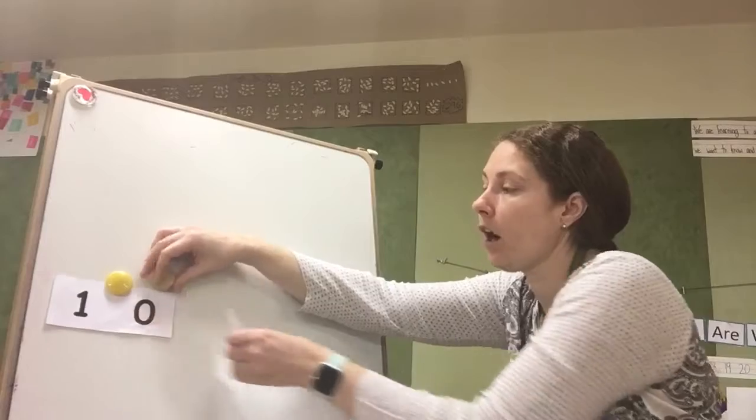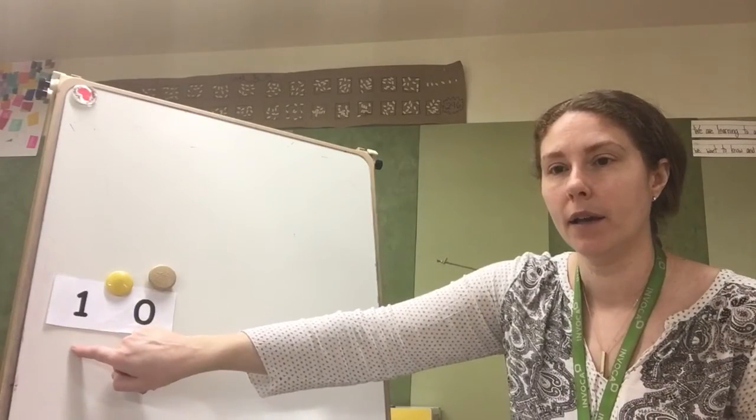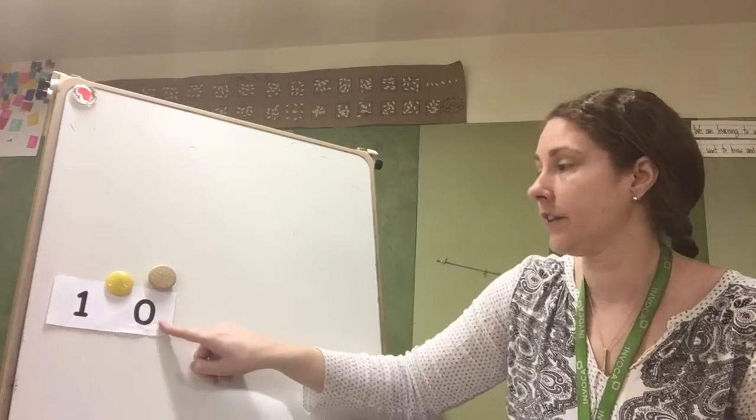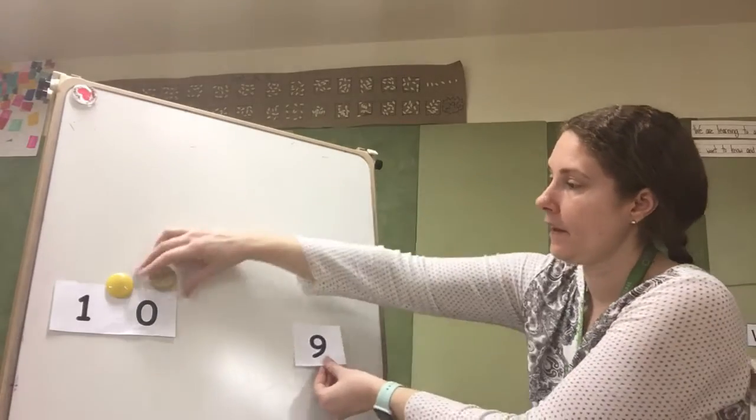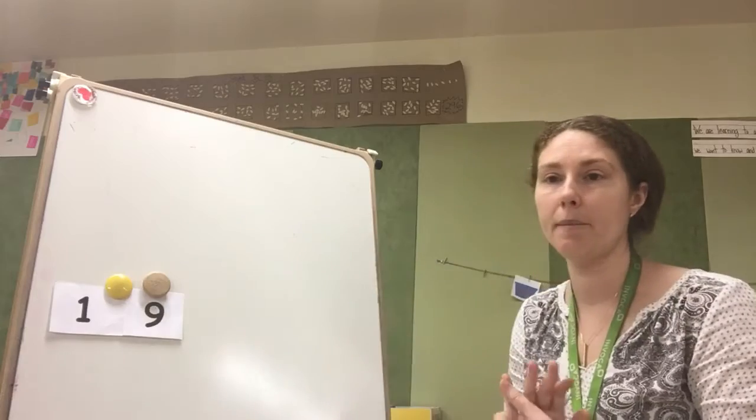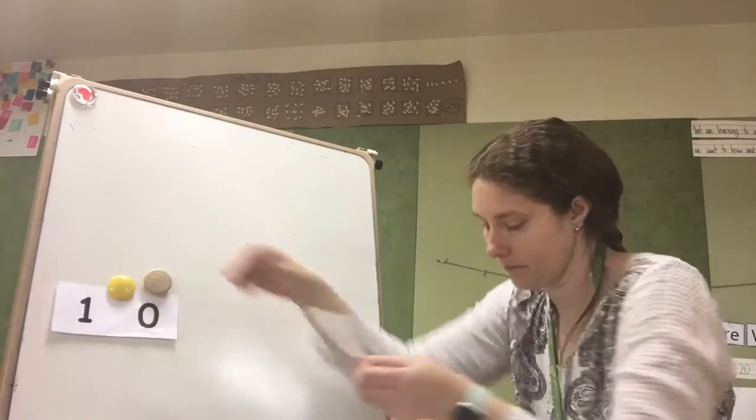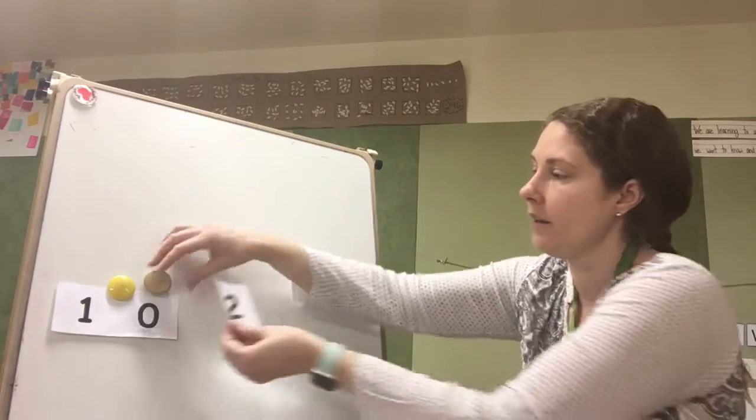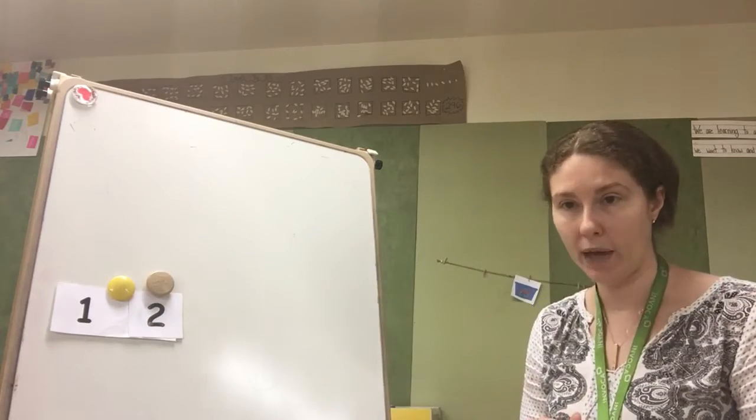Remember, when we write all our teen numbers, the 1 is always in the front. That 1 is representing 10. The 0 is just hidden. Okay? Now we got 9, hide the 0. What's that make? 19. Okay, and the last one, I don't think we did this one. 2, hiding 0, makes the number 12.